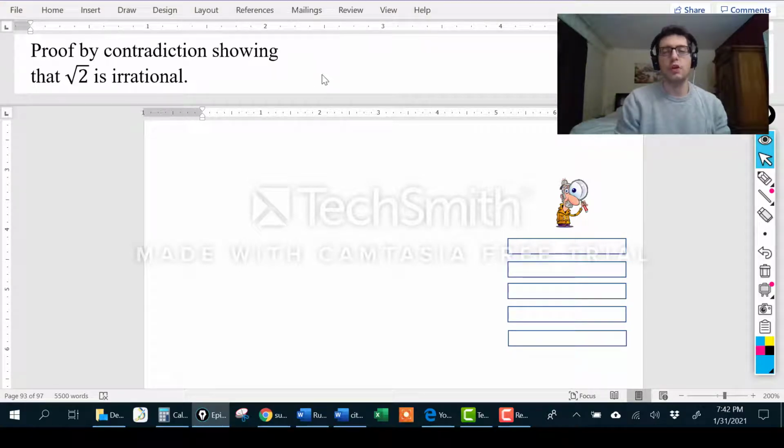What that means is we're going to assume something, and then we're going to show that our assumption leads to an impossibility. It leads to something which cannot be true, and therefore our original assumption must have been false. So what we're going to do is assume that the square root of 2 is rational, and we'll see that since that leads to an impossibility, the conclusion is that the square root of 2 must not be rational. It must be irrational.